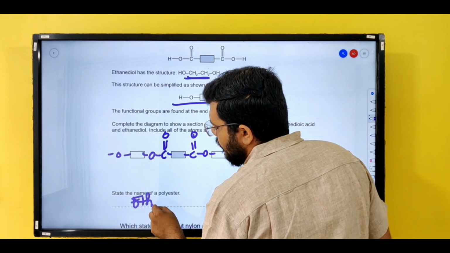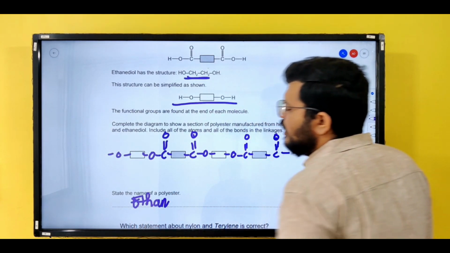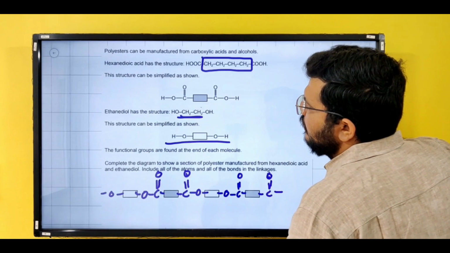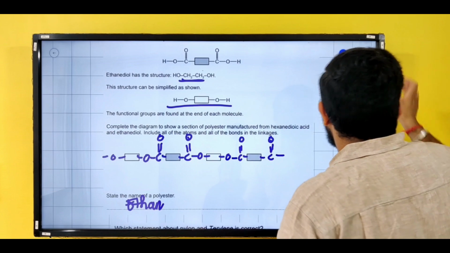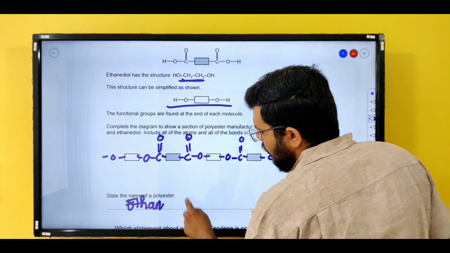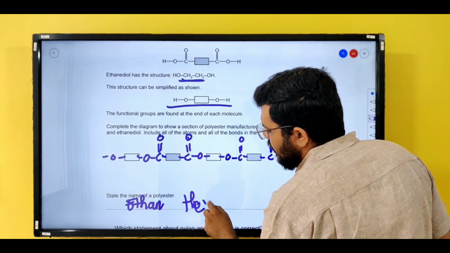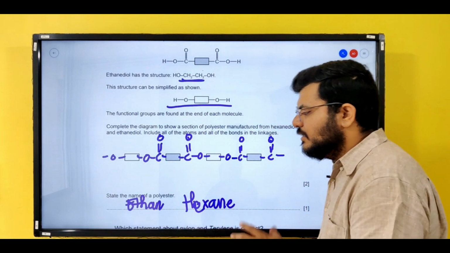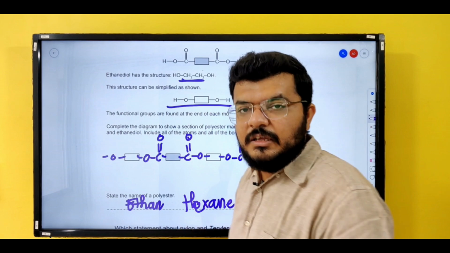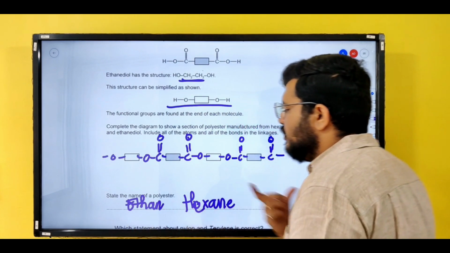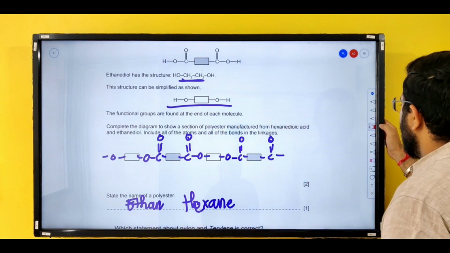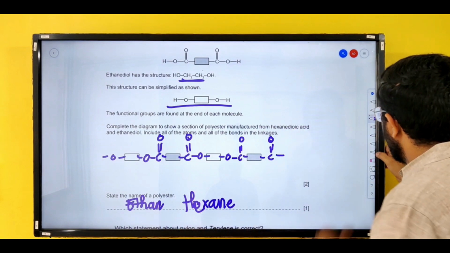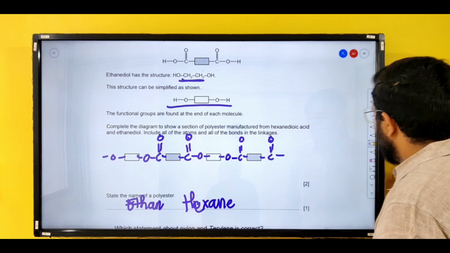Ethane. And what is the name of acid? The name of acid is hexane, right? Yes, it is hexane. But is this the name of polymer? No, we have to add something, right? The name will be ethyl hexanoate, right? We have ethyl hexanoate. Polyethyl hexanoate will be the correct name.